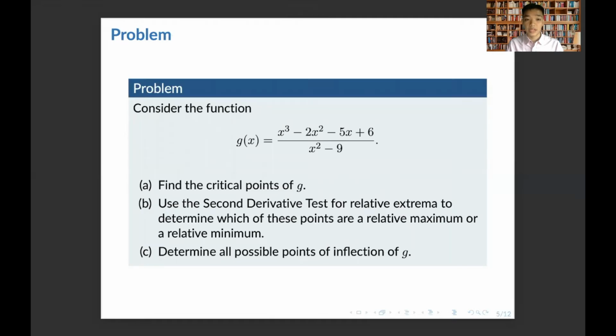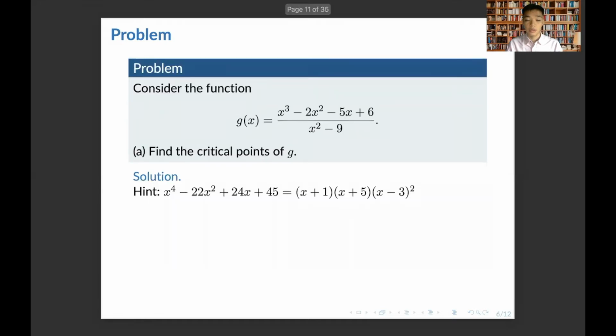So let's apply the second derivative test in this problem. Consider the function g of x, which is equal to x cubed minus 2x squared minus 5x plus 6 all over x squared minus 9. And then we're asked to do the following tasks. Let's do the first one. We'll first find the critical points of g. So take note of this hint. We're going to need it in a while.